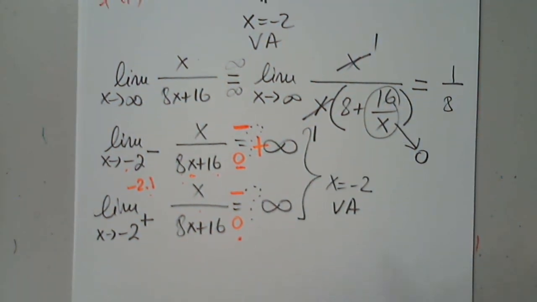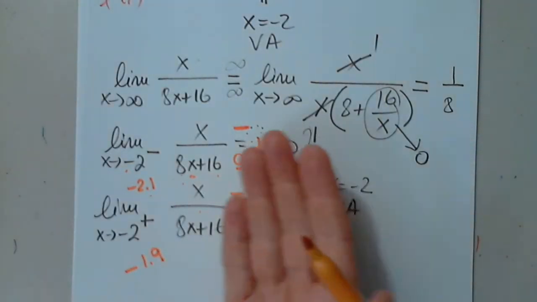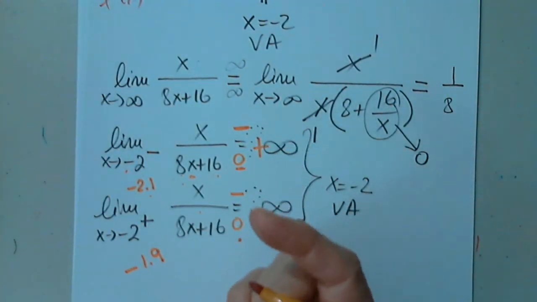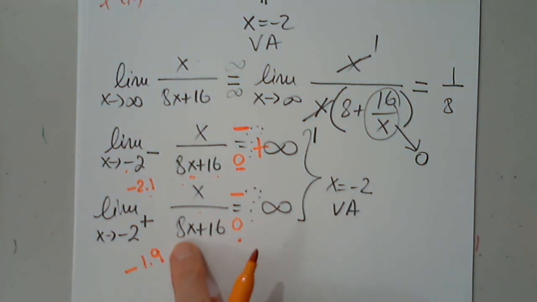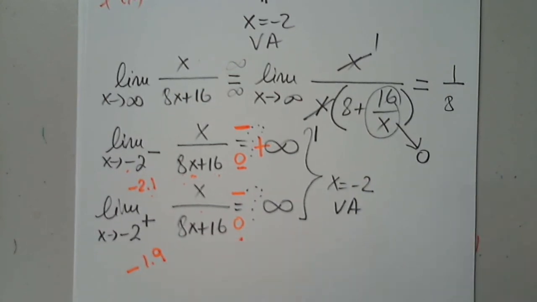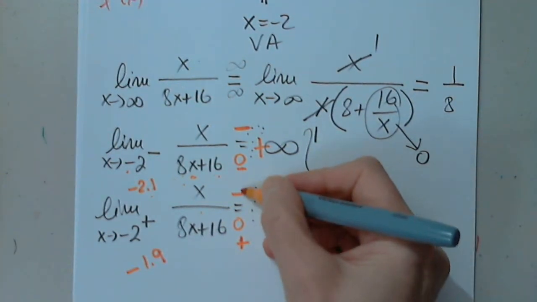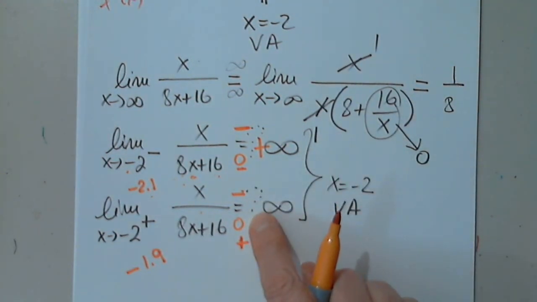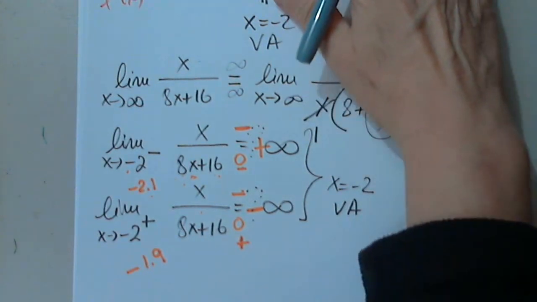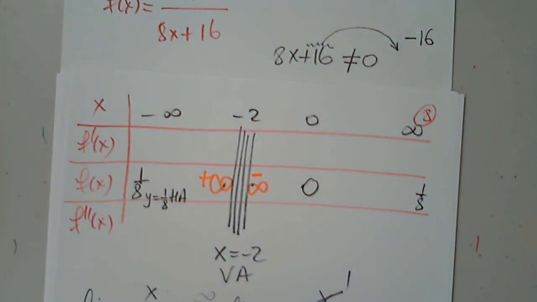Awesome. The same thing here, but I will plug in -1.9 from the right of -2. I only need the sign. 8 times -1.9, if it goes over 16 or stays under. If it stays under, it's positive. If it covers 16, then it's going to be negative. It's positive. Good. Now, negative of a positive, what will be the sign here? Negative. That's it. So, negative on this side, positive on this side.